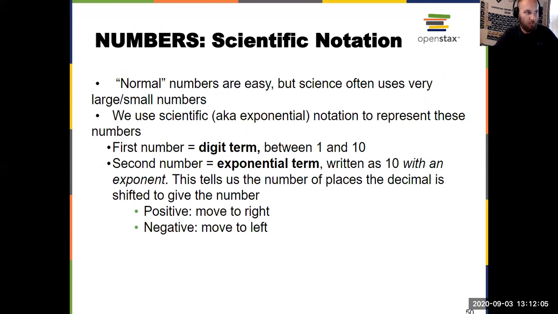You'll just be familiar that the first term when you're writing scientific notation is referred to as the digit term. It's always between 1 and 10. Okay, it cannot be 10 itself. Okay, so between 1.000 and 9.999. The second part of scientific notation is the exponential term, written as 10 with an exponent. And that exponent gives us some information about moving the decimal point. If it's positive, we move the decimal point to the right in our conversion. If it's negative, we move it to the left.